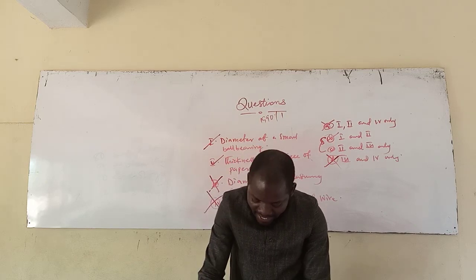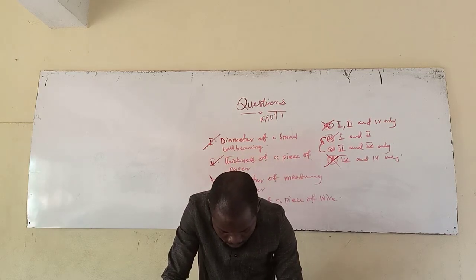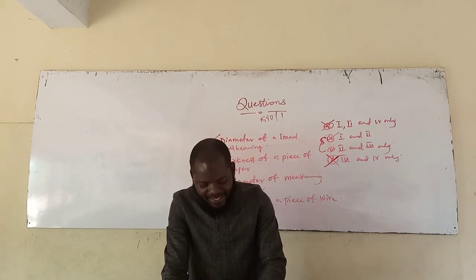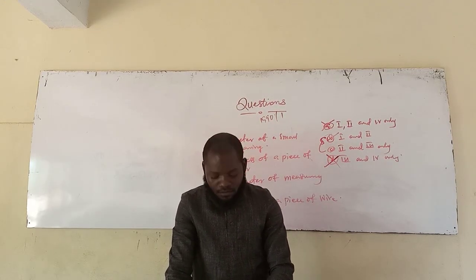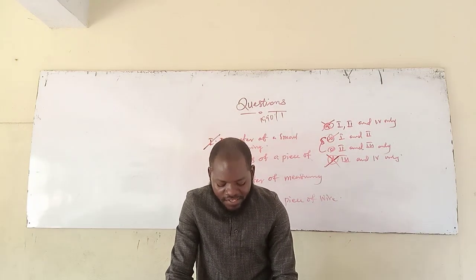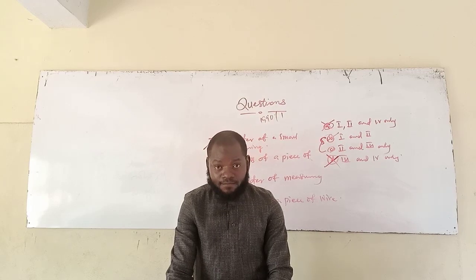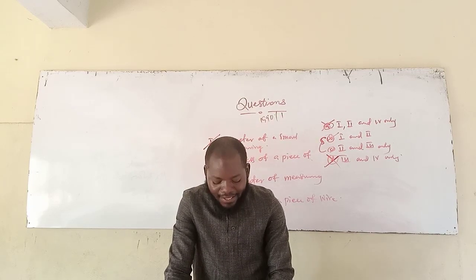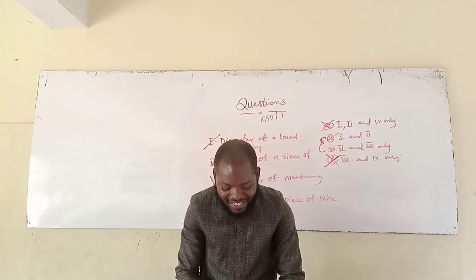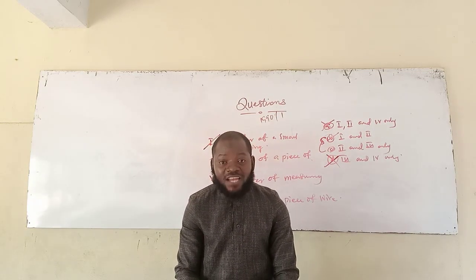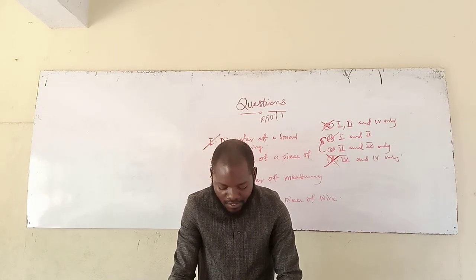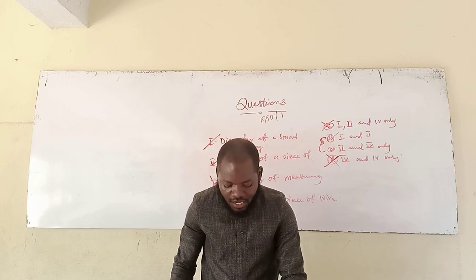So the question here states that, 1998, number 1, that's question number 9 now. 1998, number 1. The question says, the physical quantity that has the same dimensions as impulse is, A, energy, B, momentum, C, surface tension, D, power.